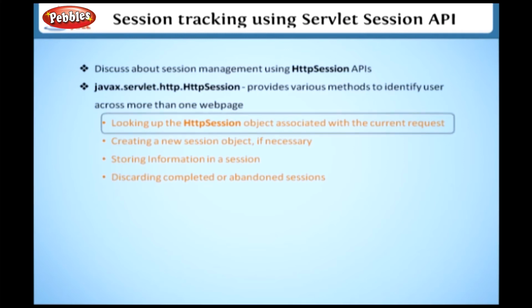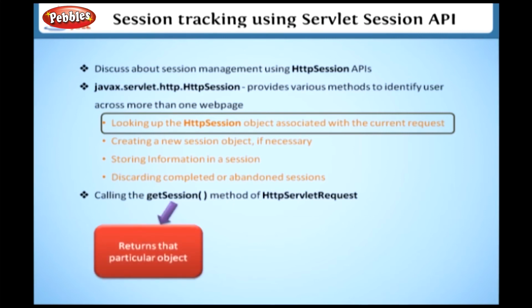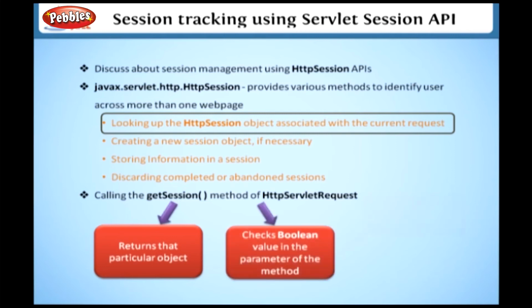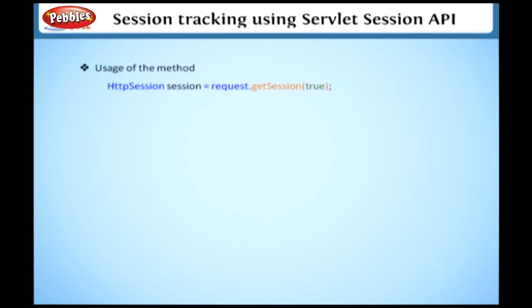We can look up the HttpSession object associated with the current request by calling the getSession method of HttpServletRequest. If any HttpSession object exists, then it returns that particular object. If the session object does not exist and the Boolean value in the parameter of the method is true, it returns a new HttpSession object. If the Boolean value is false, it returns null. The method looks like this.